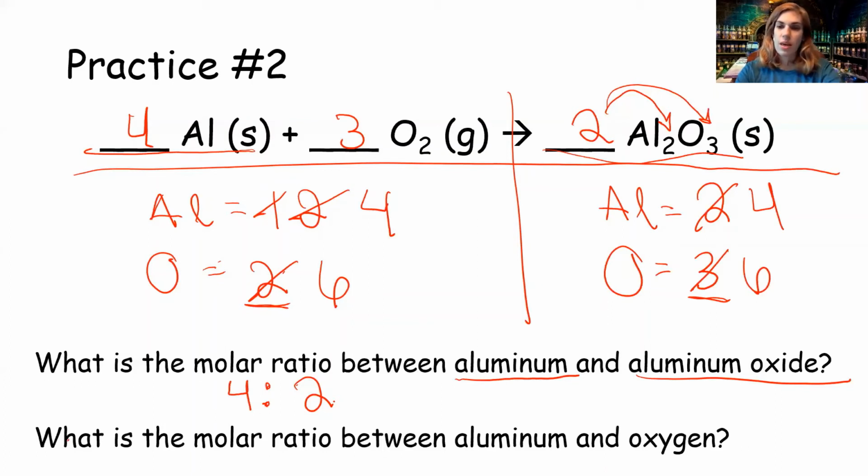Similar question, what is the mole-to-mole ratio between aluminum and oxygen? So once again, here's aluminum, here's oxygen. This is 4 and 3, which means my answer would be a 4-to-3 ratio.